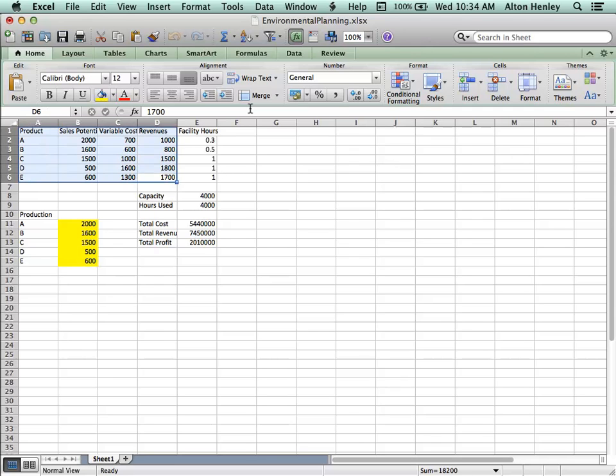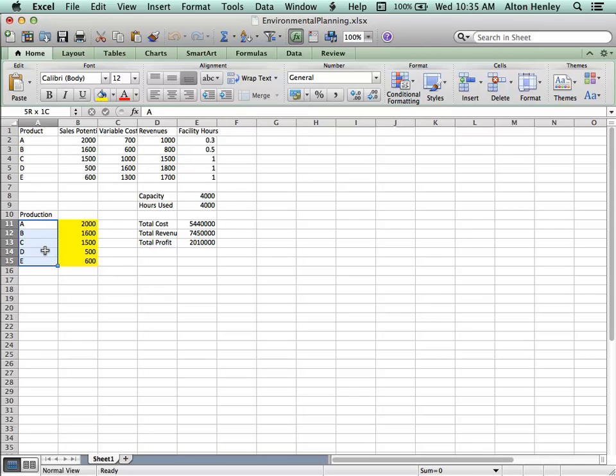Finally, in writing, we were given the facility hours, the amount of time it takes the factory to produce each product. And in the case, we were given a capacity for the factory, the fact that it has 4,000 hours of operating capacity a year. So your question was how to optimize production so as to maximize profit.